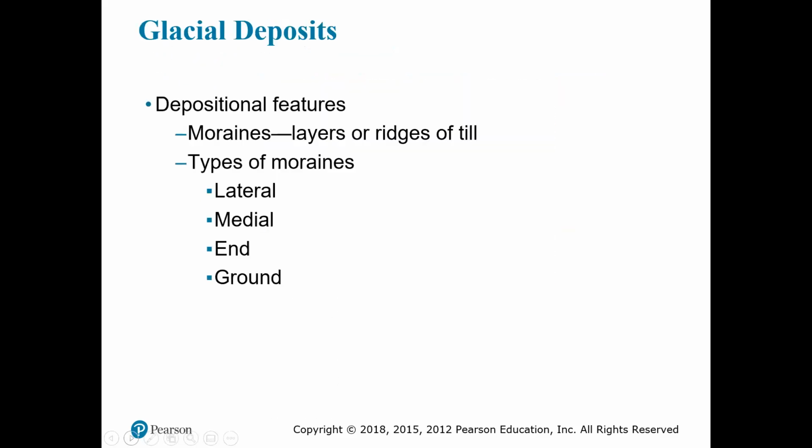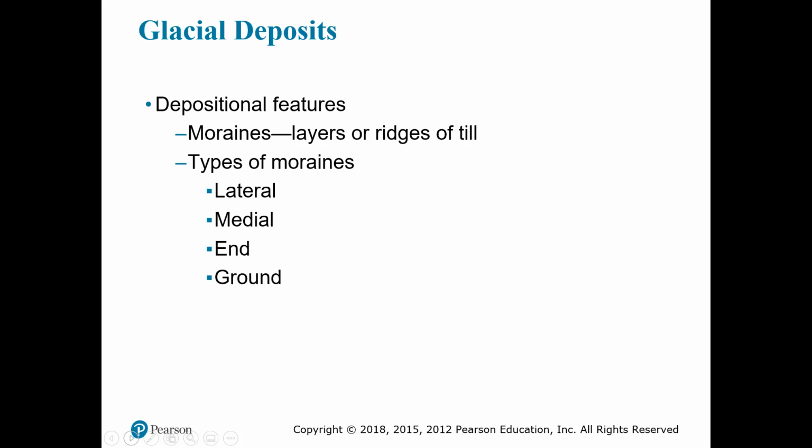So other types of depositional features that we can get are moraines. Moraines are just layers or ridges of till. And we have lateral moraines and medial moraines, and we find those only in mountain valleys. End moraines and ground moraines we can find in areas where we have both valley glaciers and ice sheets.